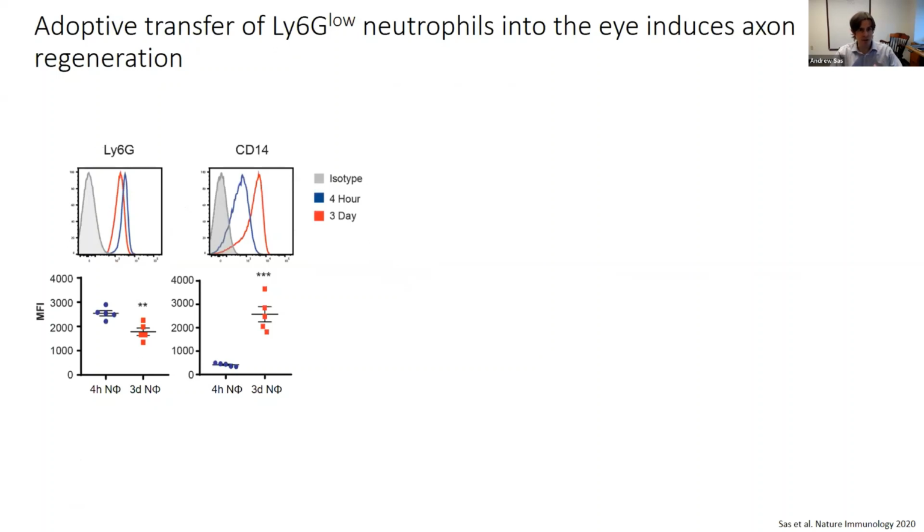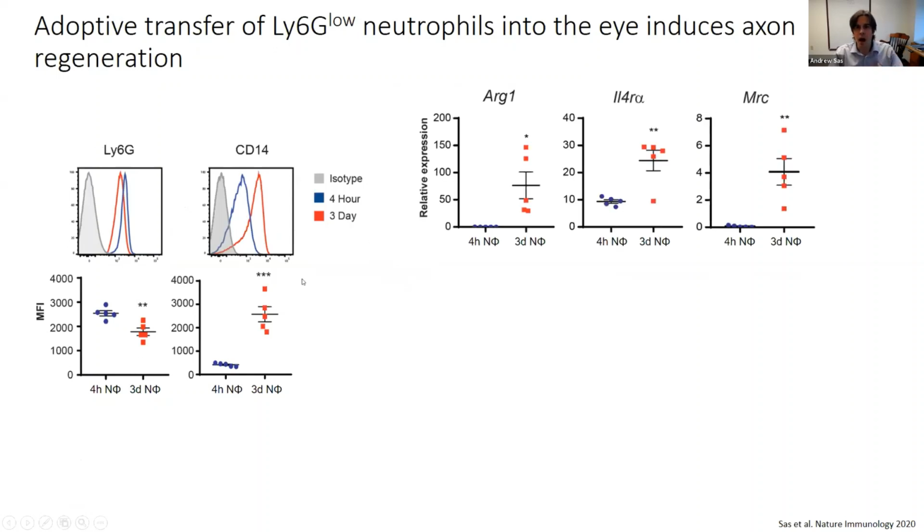And so just to show you a little bit of the flow associated with these intraperitoneal neutrophils, they are similar to the intraocular neutrophils, in which when you wait 3 days, they have lower expression of Ly6G. They also have higher expression of CD14. When we do real-time PCR to quantify markers of alternative activation, we find that waiting the 3 days, you have higher expression of arginase 1, IL-4 receptor alpha, and monocyte receptor in those 3-day neutrophils compared to the 4-hour neutrophils.